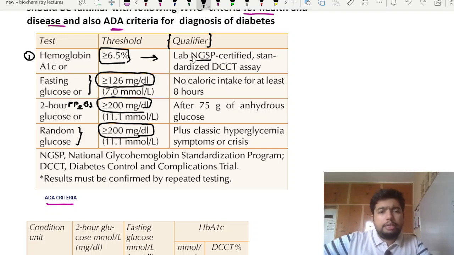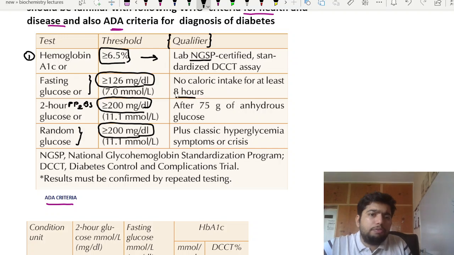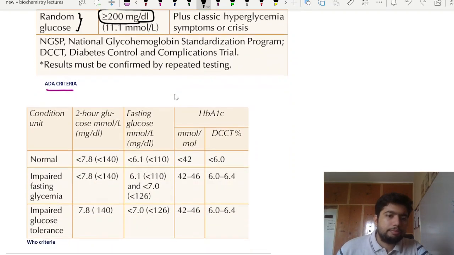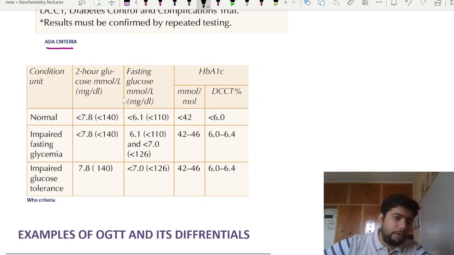Okay. Fasting के लिए there should be at least 8 hours of no caloric intake, and 2 hours के लिए after 75 gram of anhydrous glucose, and random के लिए you have to take classical hyperglycemia symptoms or crisis. If you are clinically suspecting a hyperglycemic crisis in the patient, then you will take random blood glucose levels. Okay. Now we will see the WHO criteria.